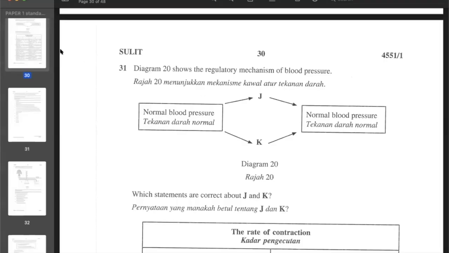Okay guys, so let's continue. Okay, kalau yang ni awak tengok siapa yang tak faham, kat sini so this is a normal blood pressure, okay? Kiri dan kanan ni dua-dua normal blood pressure. So J ni is a situation when you have higher blood pressure. K ni adalah situation bila awak ada lower blood pressure. Sebab itulah J ni kat atas, K kat bawah. Okay, so J ni is a situation when your blood pressure is higher than normal. K is a situation when your blood pressure is lower than normal.